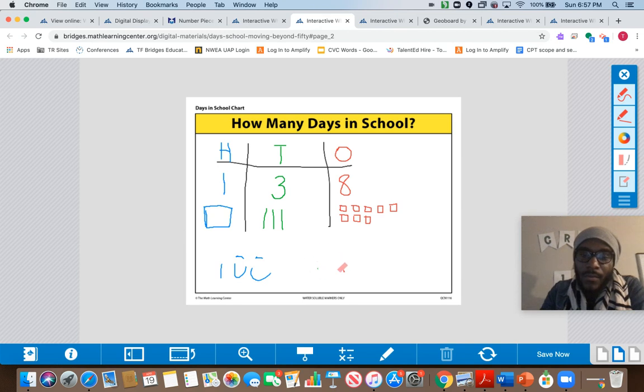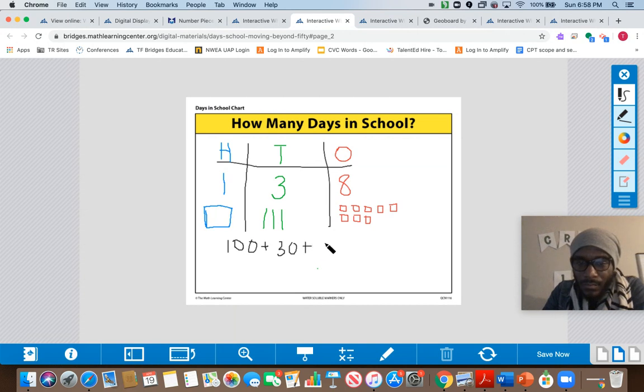And this I'm just going to use one color for now because I'm going to do a lot of writing. So the first way we've been learning is this way. 100 plus 30 plus 8. And we know that expanded form means to stretch those numbers apart and add them. So I stretched that out, 138.